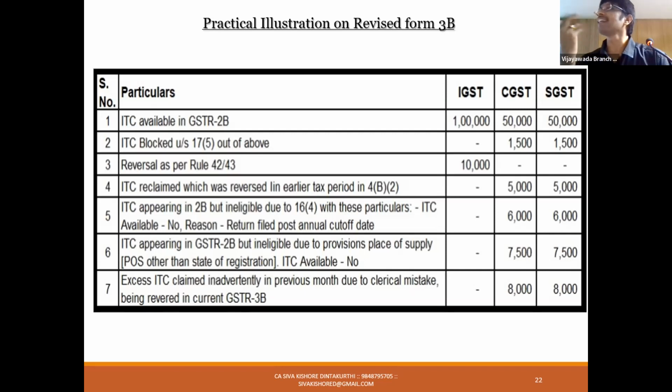Okay. 4B2, based on the circular. You may argue with me, sir, is it not a permanent reversal? Why don't I put it in 4B1? The permanent reversal of 4B1 must be having a support in 4A5. This is not claimed in this month. This is claimed wrongly in the earlier period. That's the reason. See, when they have stated 4B2, you go ahead with them.